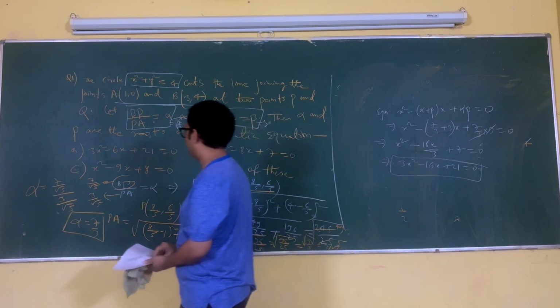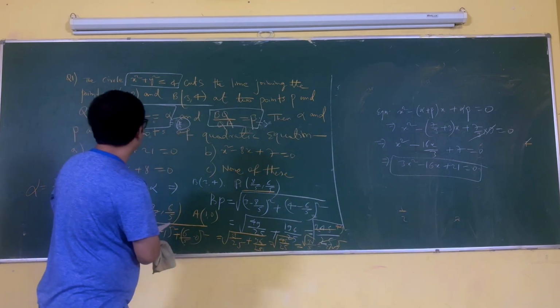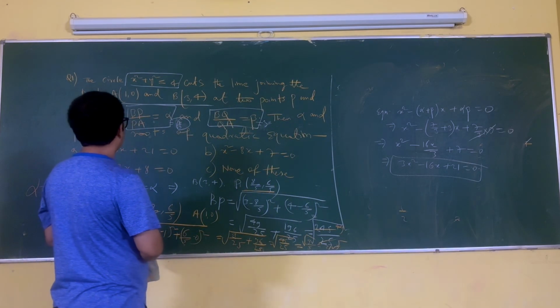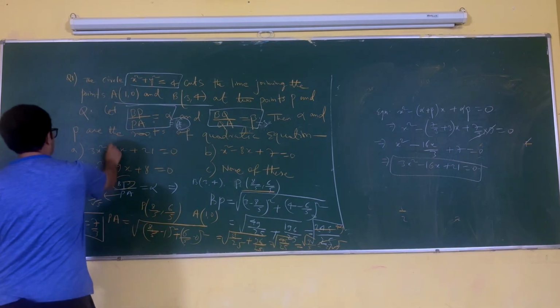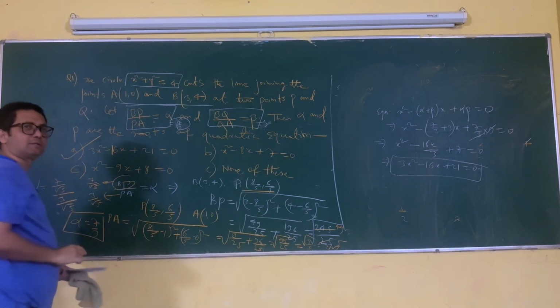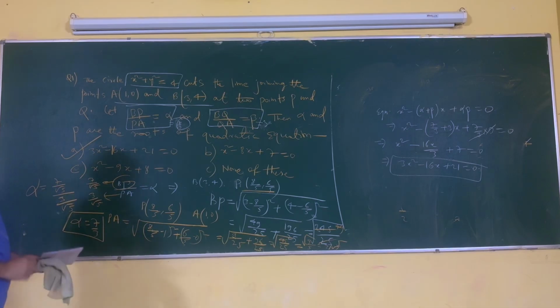The first one, 3x square minus 16x. So it should be 16 actually. So the first one is the correct answer.